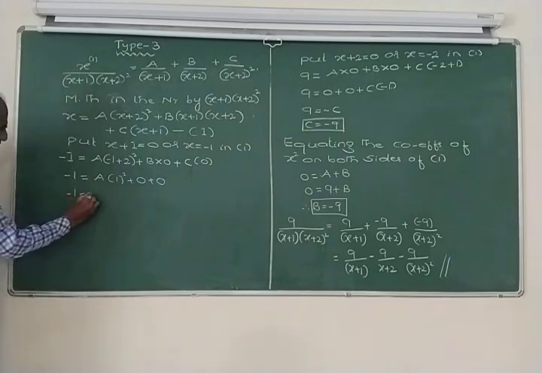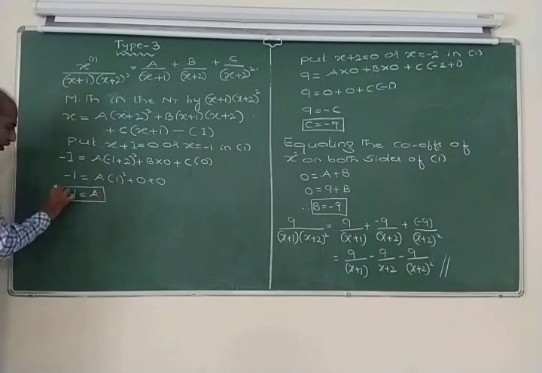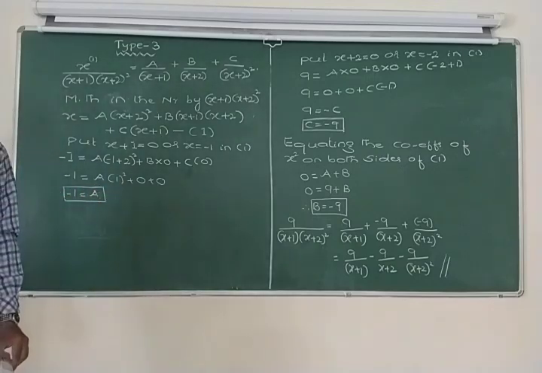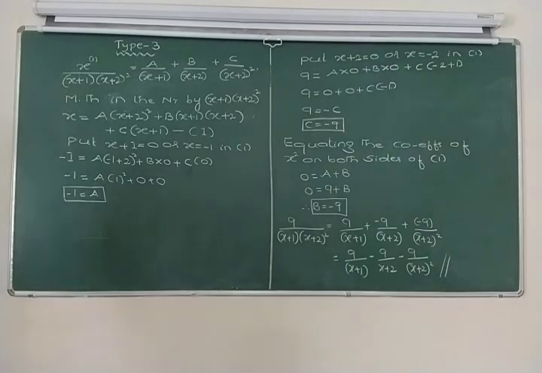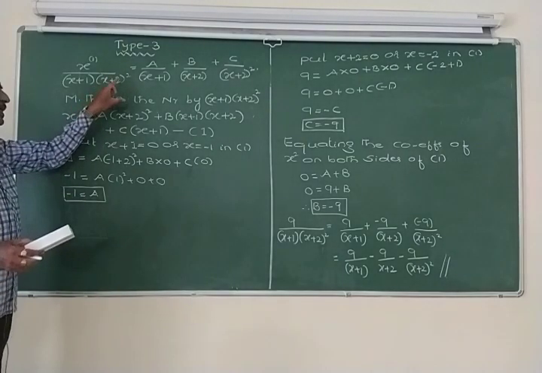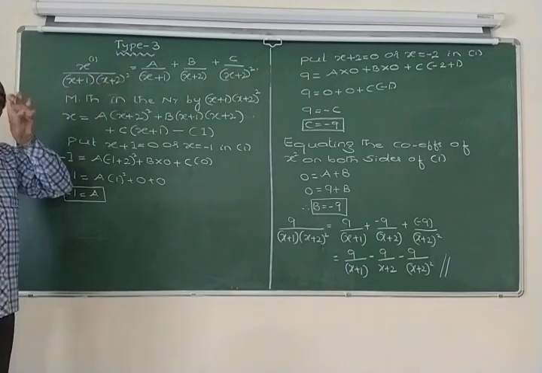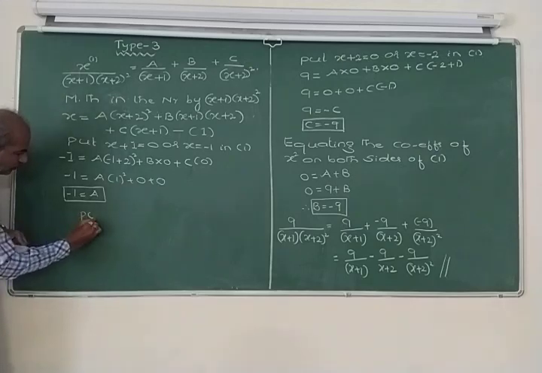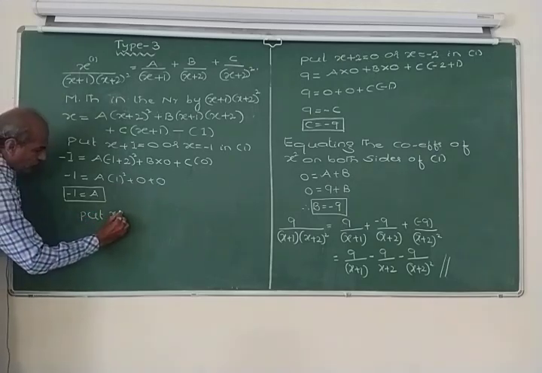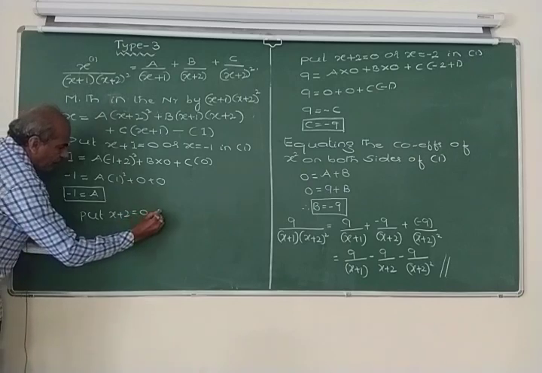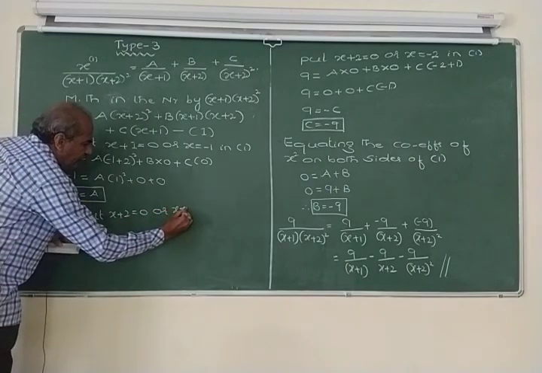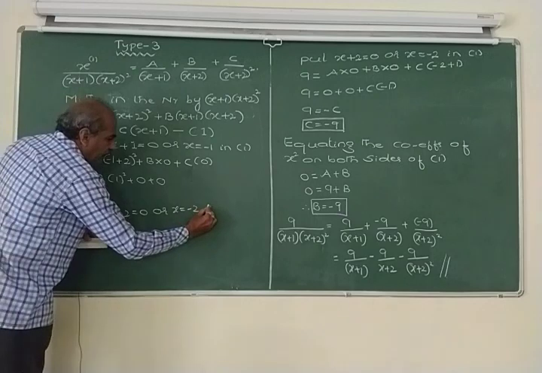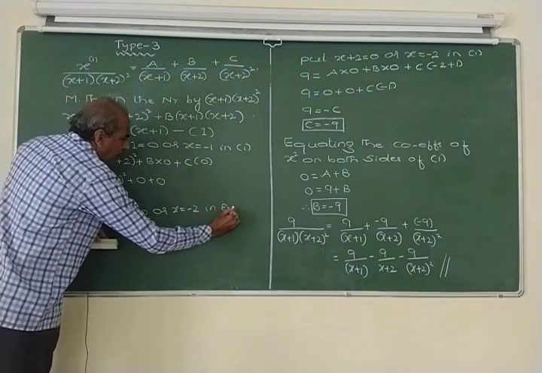So minus 1 is equal to a into 1 square is 1, therefore the value of a equals minus 1. You know the value of a. Now one more linear factor, one of the repeated linear factors I can take. What is that? X plus 2. So put x plus 2 equals 0, or x is equal to minus 2 in equation 1.